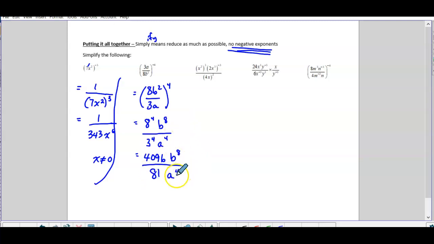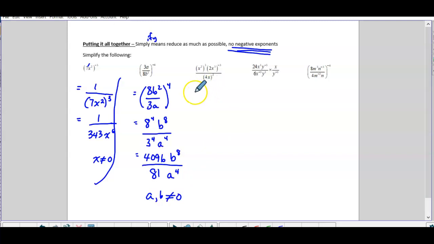Okay, I've got positive exponents. Nothing can reduce. I know that just from back here. 3 doesn't go into 8, no common factors, so I'm done. Okay, and again, a and b cannot be 0.